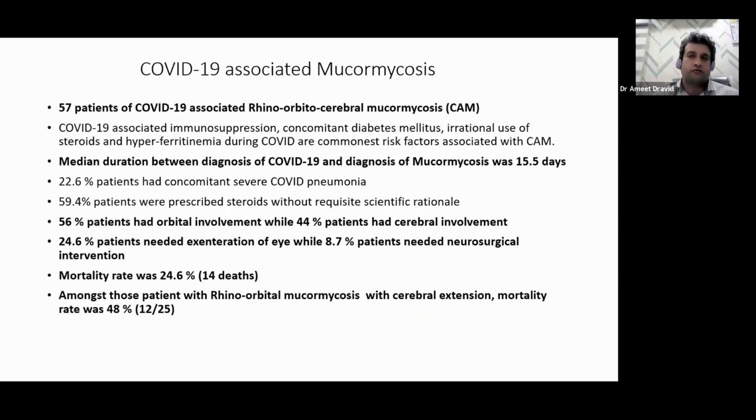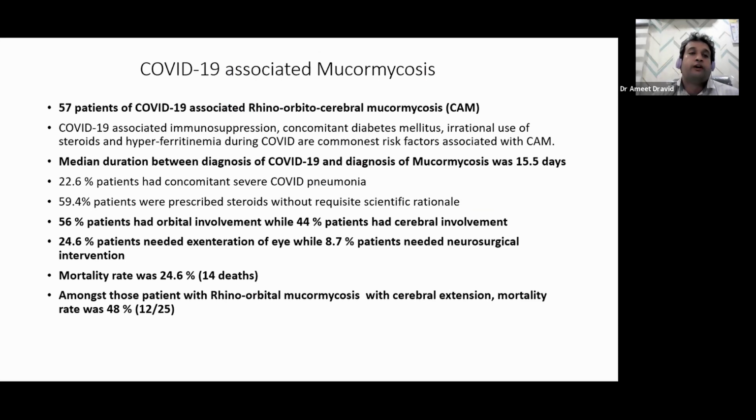Moving on to the second co-infection, which I'm sure Dr. Kameshwar Prasad will talk about in the future slides, is COVID-19 associated mucormycosis. As he rightly said, India is now seeing a second epidemic of mucormycosis amongst COVID-19 patients, and we are presenting the data of 57 patients of COVID-19 associated rhino-orbitocerebral mucormycosis in our hospital.